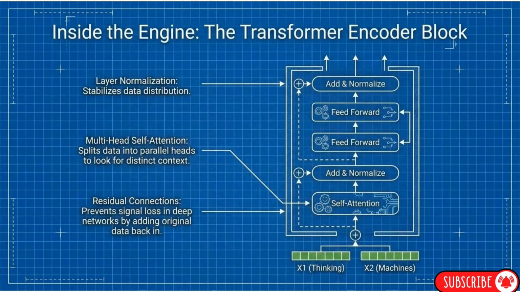Inside the transformer encoder block, there are a few important components. First, layer normalization stabilizes the data. Then, multi-head self-attention allows patches to communicate with each other.